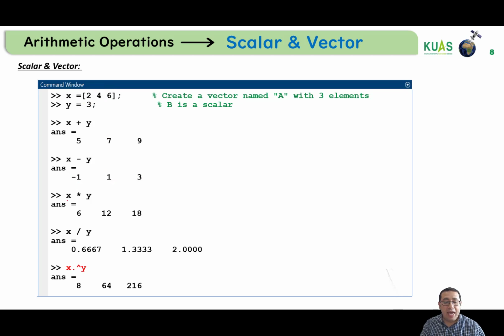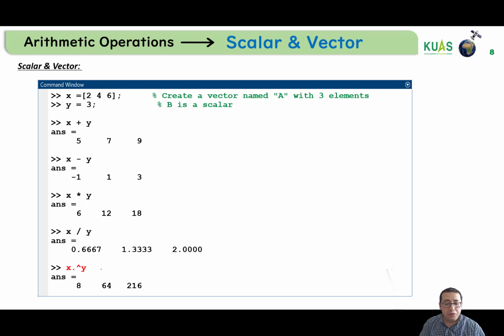And if we say X multiplied by Y, so every element in X, 2 multiplied by 3, it is 6. And then 4 multiplied by 3, it's 12. And then 6 multiplied by 3, it's 18. And then X divided by Y, so 2 divided by 3, it will be 0.667. And then 4 divided by 3, it's 1.33. And 6 divided by 3, it will be 2.